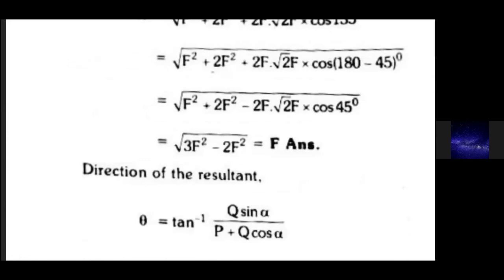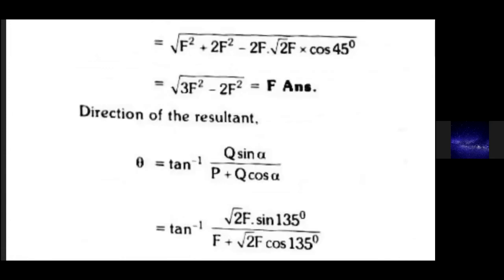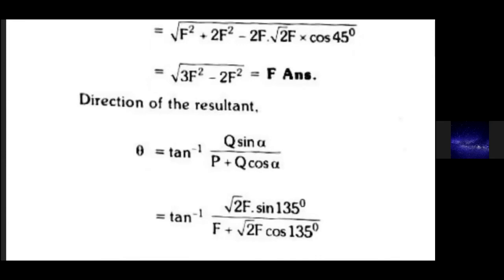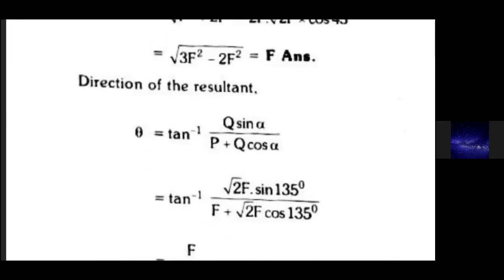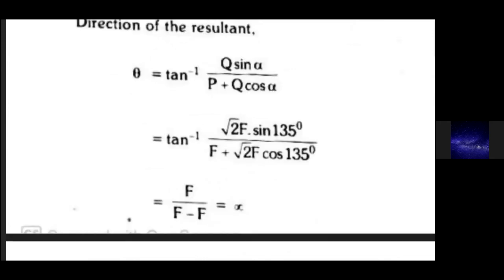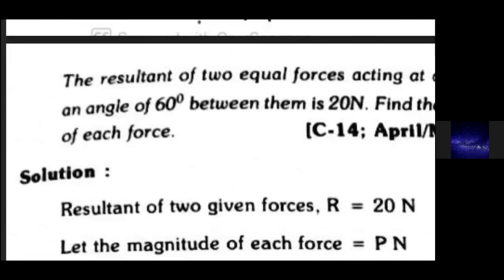And now the direction, that is the angle made by the resultant force with the horizontal. Theta equal to tan inverse, the general formula being Q sin alpha by P plus Q cos alpha. So here Q is root 2 F: root 2 F sin 135 by F plus root 2 F cos 135. After simplifying, we get F by 0, it's infinity. So tan inverse infinity value is 90 degrees.